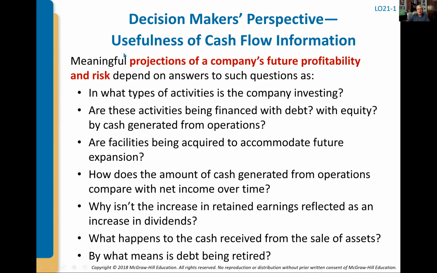So here are some of the usefulness. You're going to take all the cash in and cash out for the whole accounting period, and you're going to break it into operating versus investing versus financing activities. Those activities are going to really help you see how much the company is investing, how it is investing, and how it is being financed in the financing section. Are they acquiring facilities in the investment section? You can see that. Or are they selling a lot of facilities?